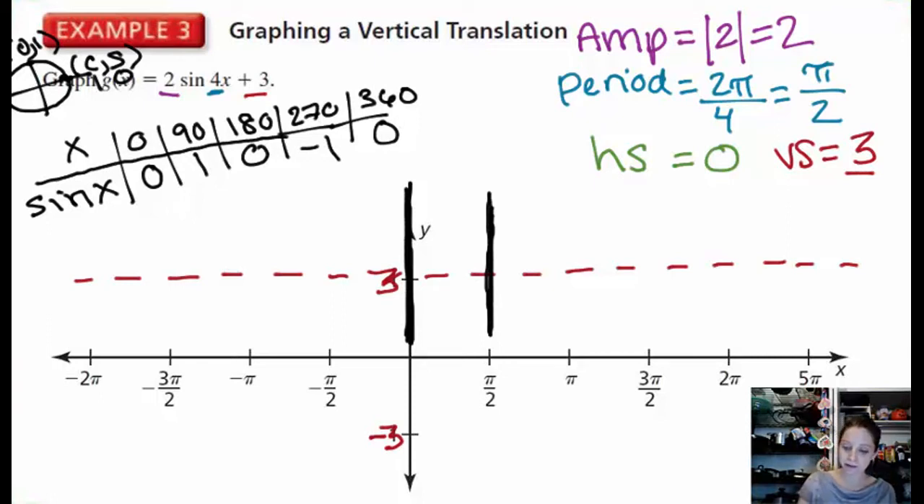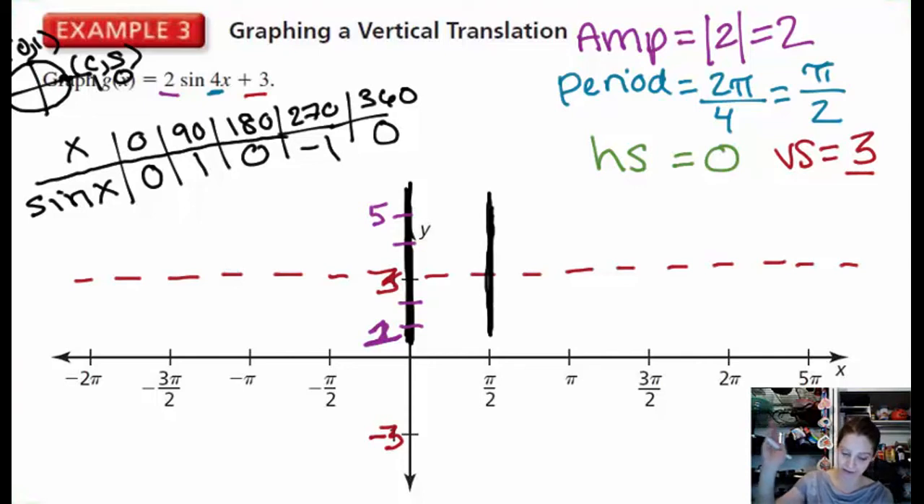A couple other things I can note as I'm about to graph it is the amplitude is 2. That means from the midline, the highest point will be 5, and the lowest point will be 1. Because the amplitude is how high above the midline or below the midline the function will go.